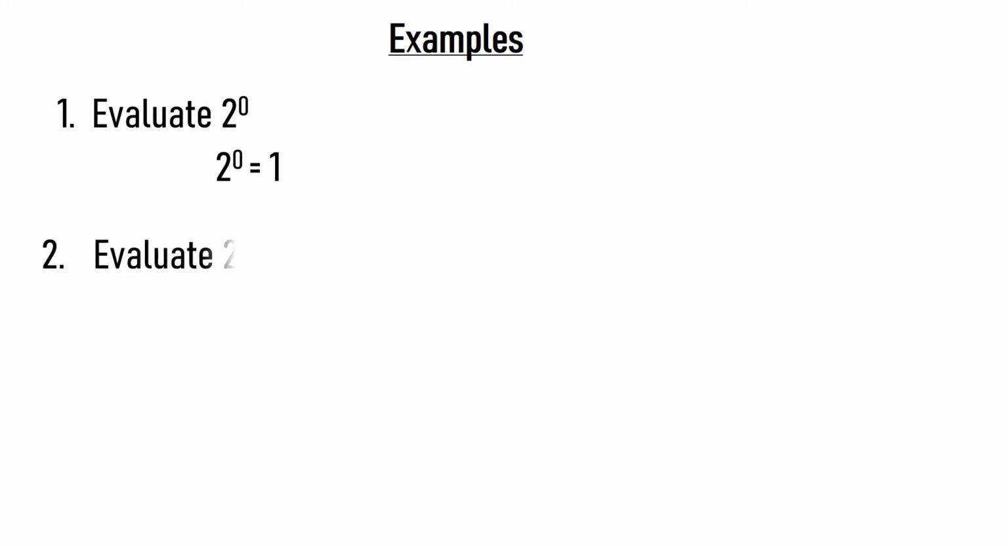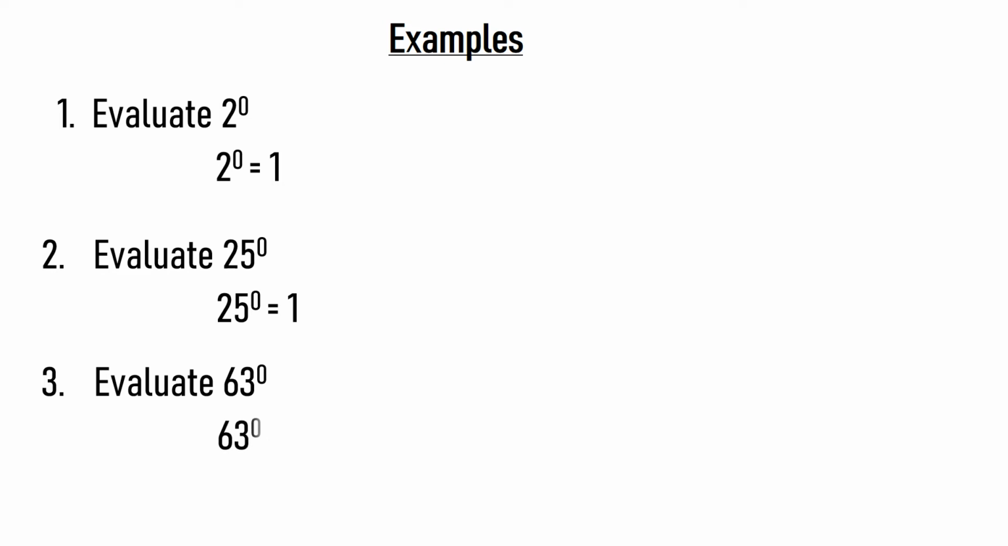Examples. 1. Evaluate 2 power 0. 2 power 0 is equal to 1. In short, every non-zero number raised to 0 is equal to 1. Example 2. Evaluate 25 power 0. 25 power 0 is equal to 1. Example 3. Evaluate 63 power 0. This is simply 1.